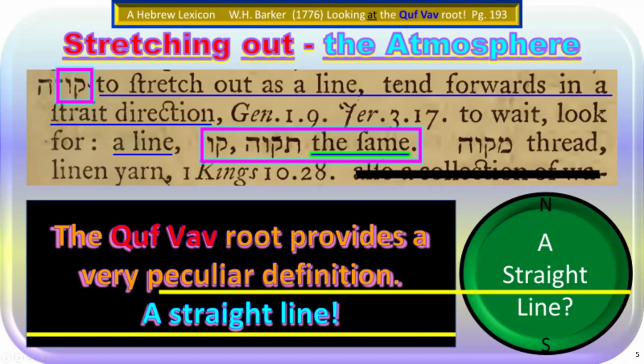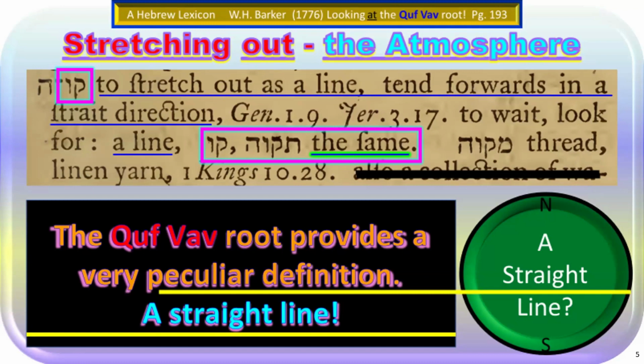If you look on the left-hand side in the pink square, you will see the Kuf and the Vav right there. That's the letters that I'm talking about. Let's look at the definitions. So you see the blue line underlines there? To stretch out as a line. Yes, this is Old English. It's from an ancient 1776 lexicon.